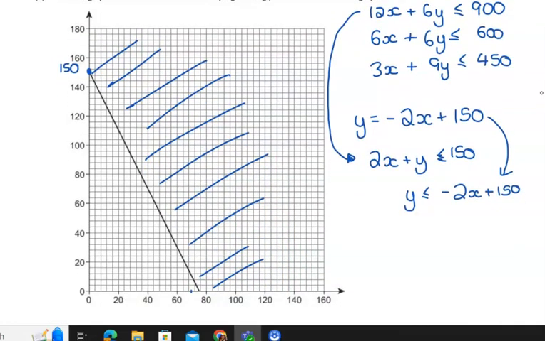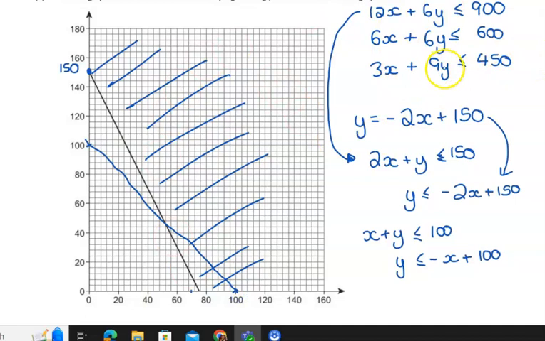Because this is a linear programming problem, you then continue on and do the rest of your lines. So we've got 6x plus 6y is less than or equal to 600. Well, that's the same as x plus y is less than or equal to 100. Rearrange that, we've got a gradient of -1 and a y-intercept of 100. So we're going to draw that line in there. That'll go to 100 there. Now you do this with a ruler, I'm doing it with a really dodgy pen. Okay, so that's that line.